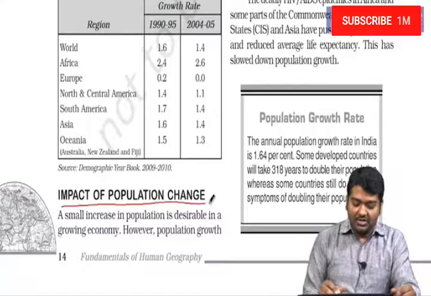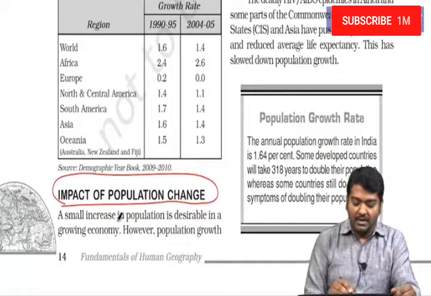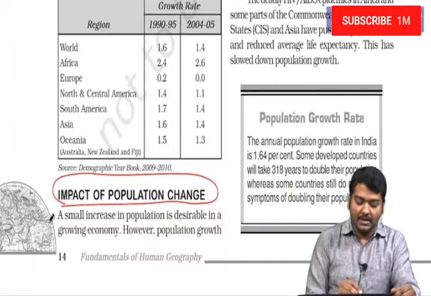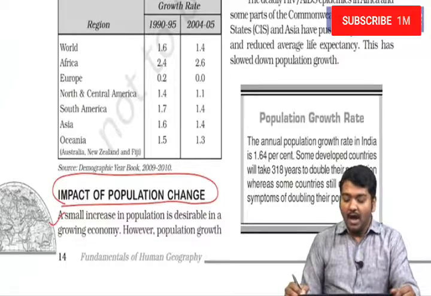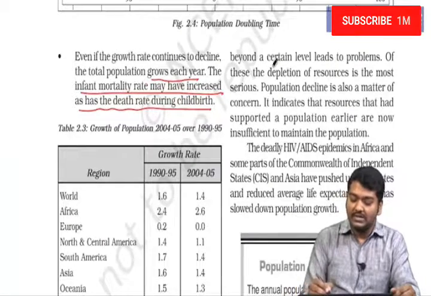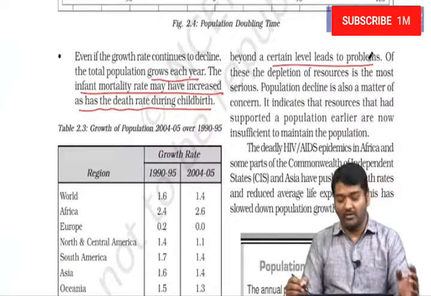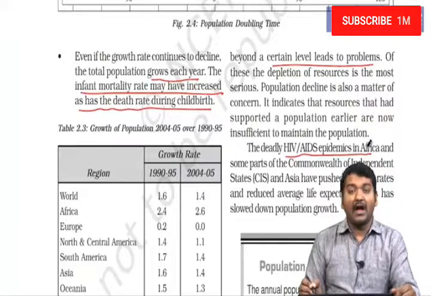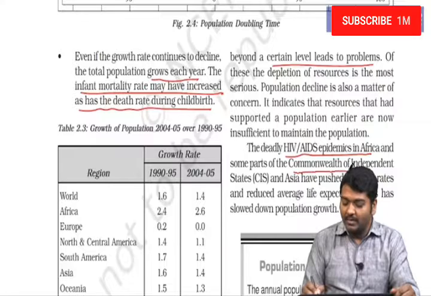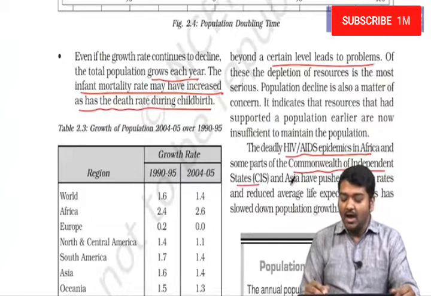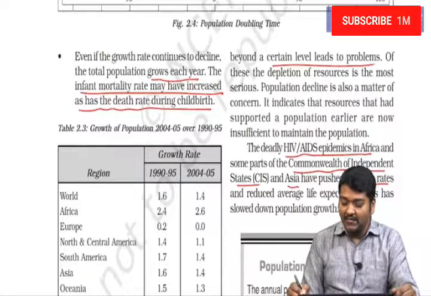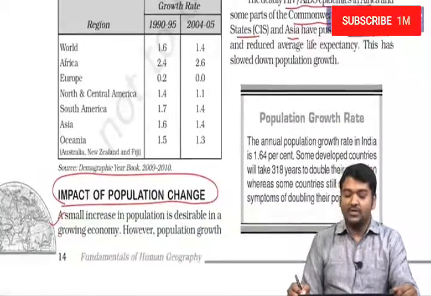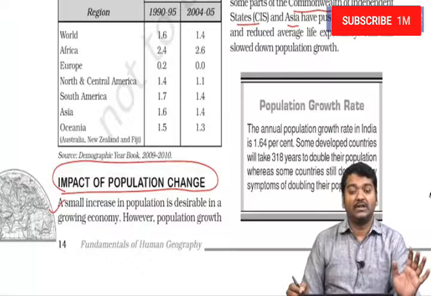Impact of population change. A small increase in population is desirable in any growing economy. However, population growth beyond a certain level is problematic for everyone. The deadly HIV or AIDS epidemics in Africa and some parts of the Commonwealth of Independent States and Asia have pushed up death rates and have reduced the life expectancy. This has slowed down the population growth in recent years.